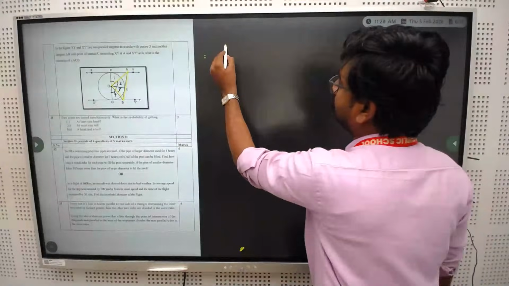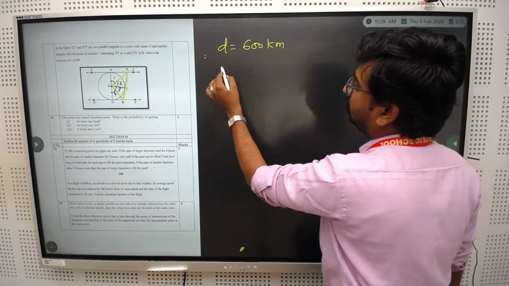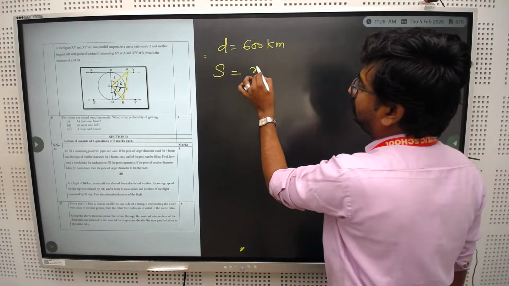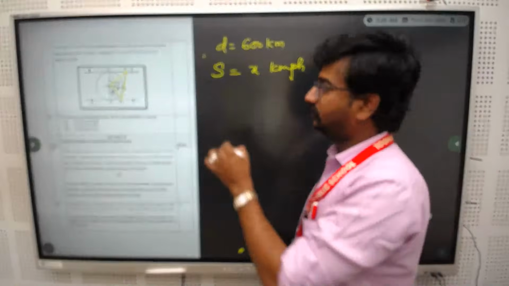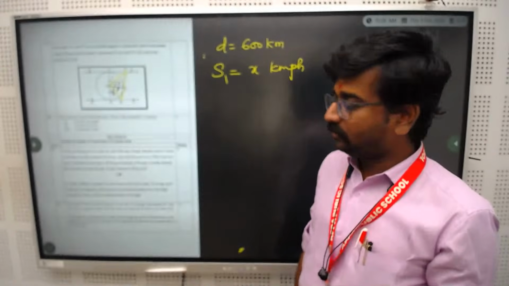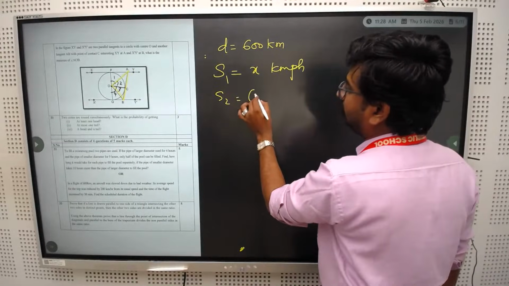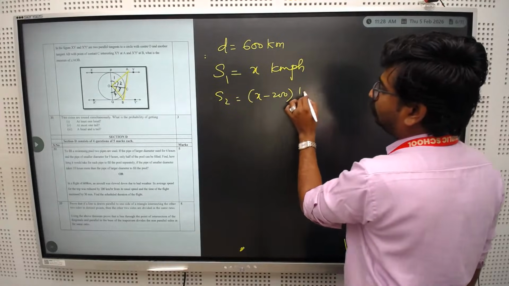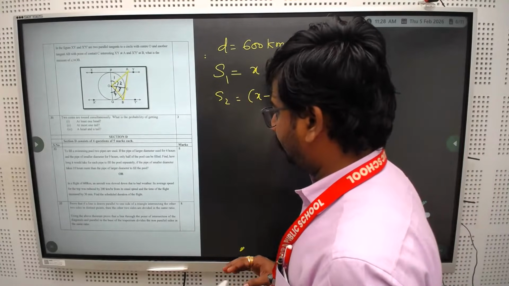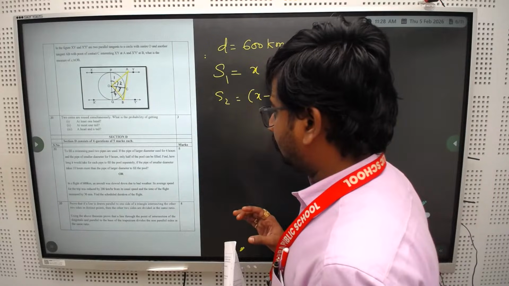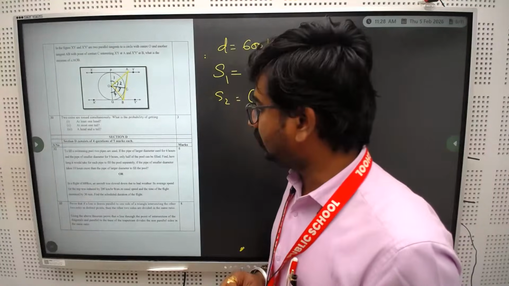Let the distance be 600 kilometers. Let the speed of the flight be x kilometers per hour. When reduced, how much is the speed reduced? 200. So the new speed will be x minus 200 kilometers per hour, and the time of the flight is increased by 30 minutes compared to its usual speed.